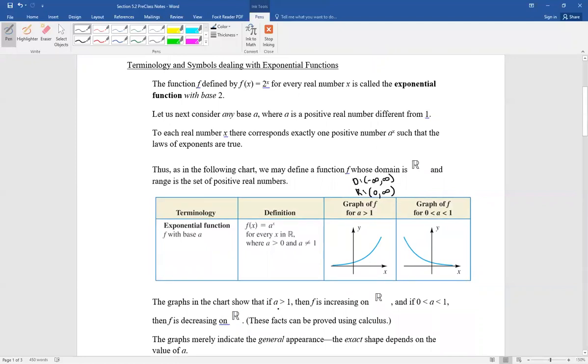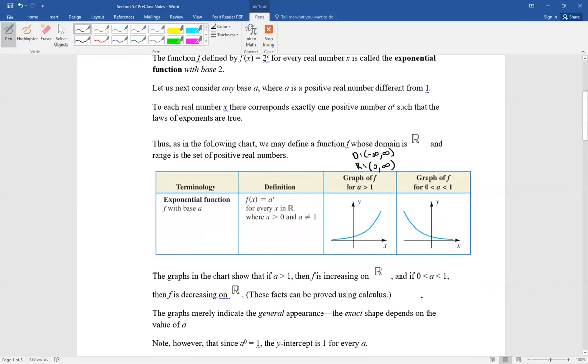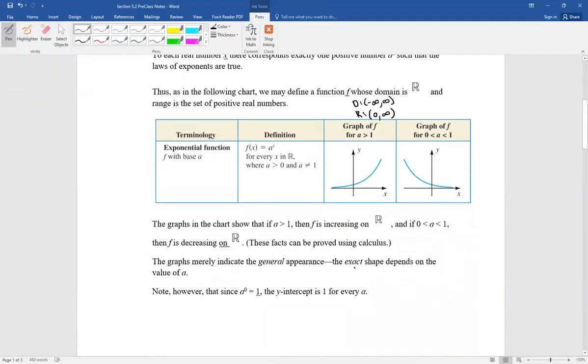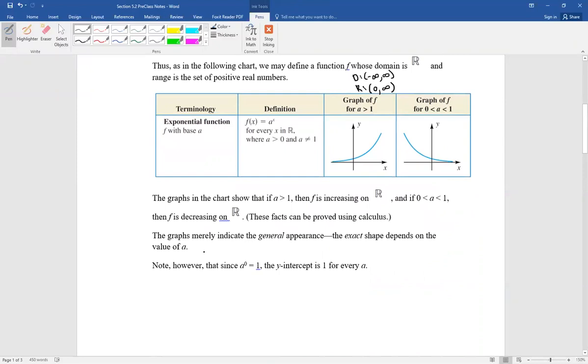The graphs in these charts show that if a is greater than 1, then f is increasing on the real numbers, and if a is between 0 and 1, f is decreasing on the real numbers. This can be proved using calculus. We're not into that because we are an algebra course, but that is how you would prove it. The graphs merely indicate the general appearance. The exact shape will depend on the value of a. In other words, we can't say it's always going to look exactly like this. It could be stretched vertically, it could grow faster, it could grow slightly slower. This is the general shape of an exponential function.